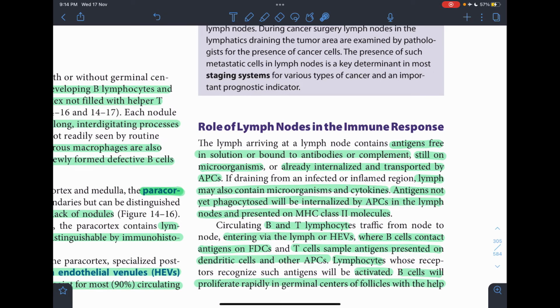Antigens not yet phagocytosed will be internalized by APCs in the lymph nodes and presented on MHC class 2 molecules. Circulating B and T lymphocytes traffic from node to node, and they enter the lymph node via the lymph or the HEVs that we talked about, which are located in the paracortex, where B cells contact antigens on FDCs, follicular dendritic cells, and T cells sample antigens presented on dendritic cells and other APCs.